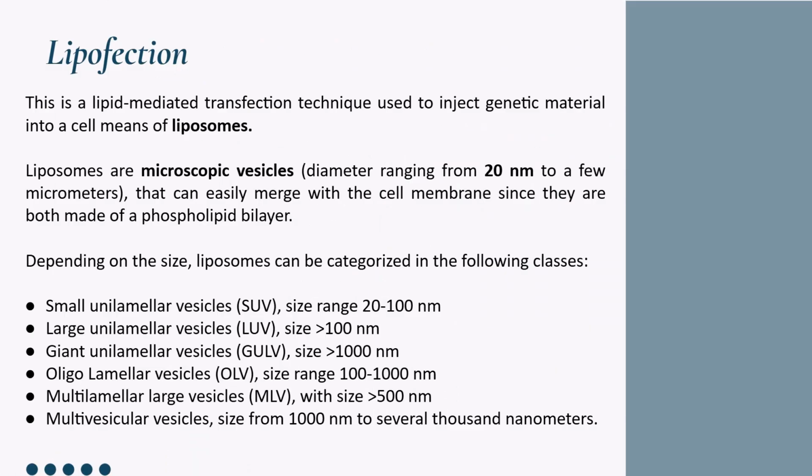Now let's move into lipofection. So this is a lipid mediated transfection technique used to inject genetic material into the cells. So here we use liposomes. Liposomes are microscopic vesicles. They are vesicular type with a 20 nanometer diameter, or it may extend to a few micrometers, that can easily merge. Since these are lipids, and our plasma membrane is also a lipid bilayer, right? So it can easily get incorporated into the cell membrane.